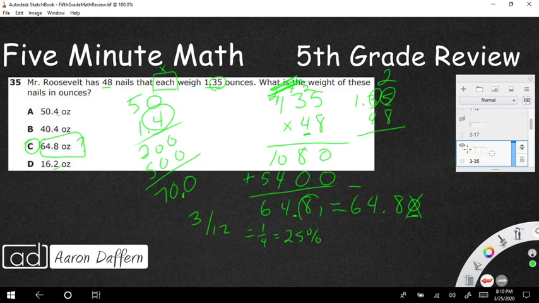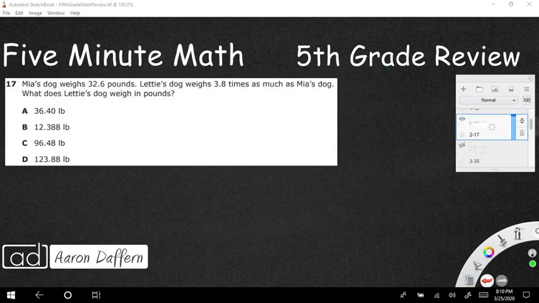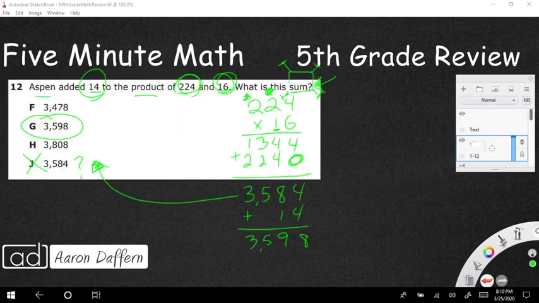Remember, if you're keeping track of your score on this 2017 STAR test, we had number 35 this evening, and we had number 17. That answer we said was D, and then we also started out this evening with number 12, and we said that answer was G.